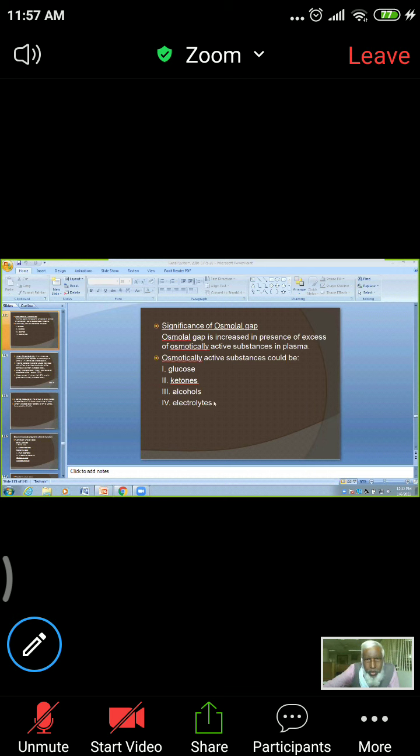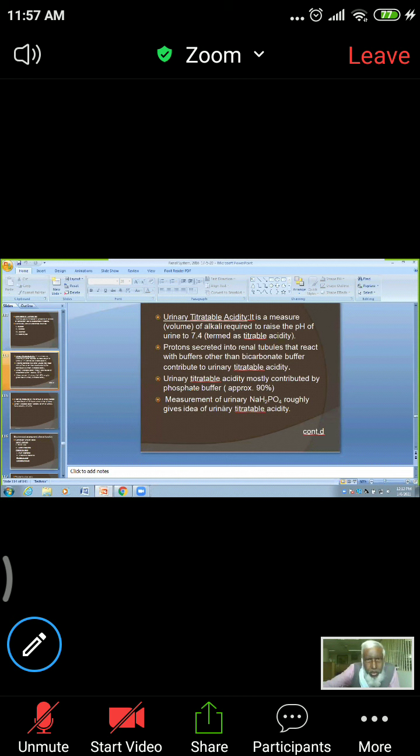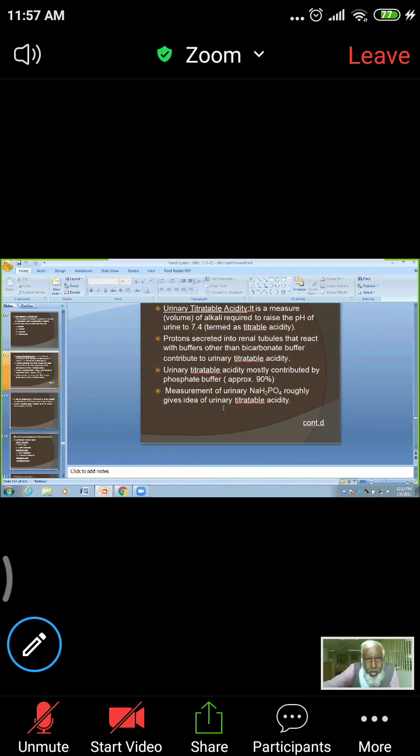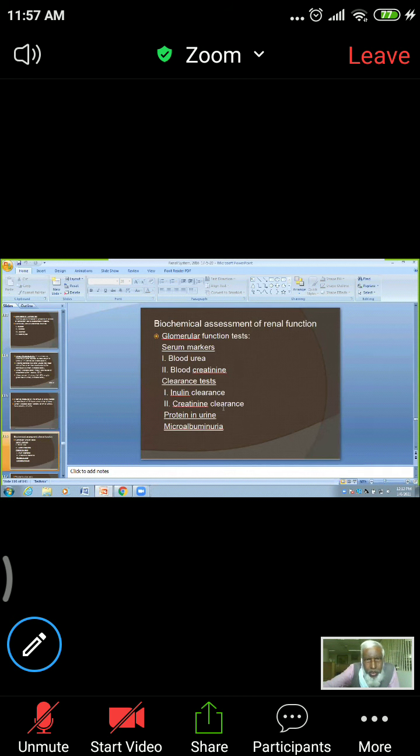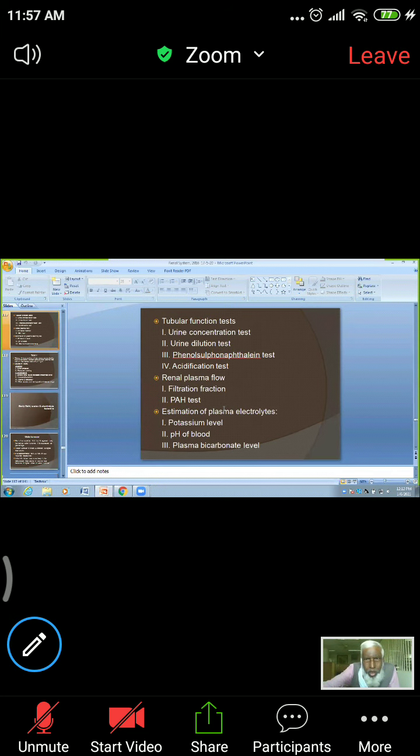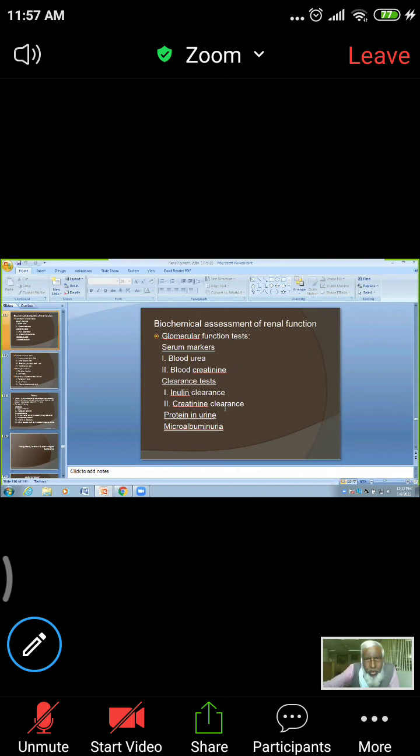Osmolar gap, we have finished. This is a very small contribution. Now we will be proceeding to another important topic; the titratable acidity will be discussed later. There's a renal function test, assessment of renal function. Assessment of the renal function we can do by these methods.